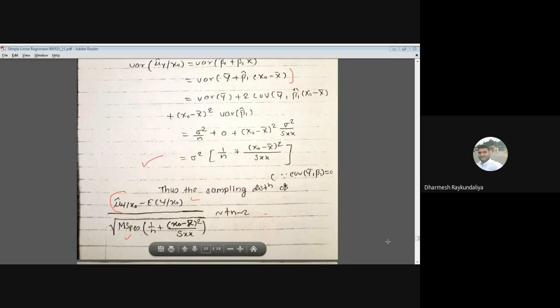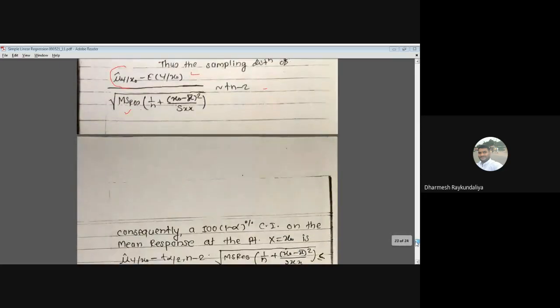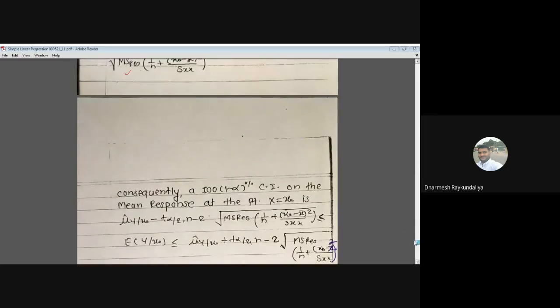But here sigma square is unknown, so we have to estimate. So we know that when sigma square is unknown, to test that we have to use the t distribution. What is the confidence interval? Estimated value plus or minus t alpha by 2, n minus 2, into the standard error of mu y cap upon mu cap y given x0. So this is the standard error.